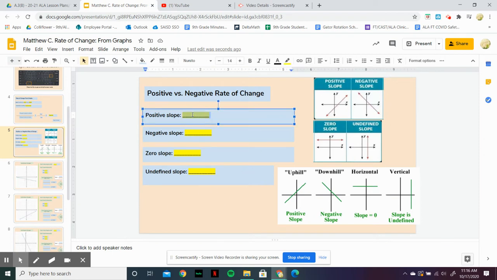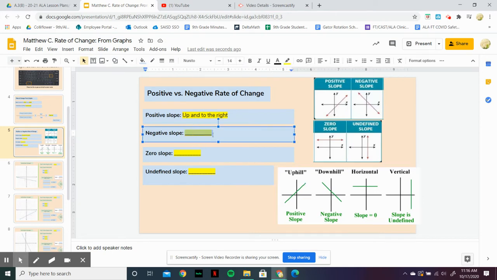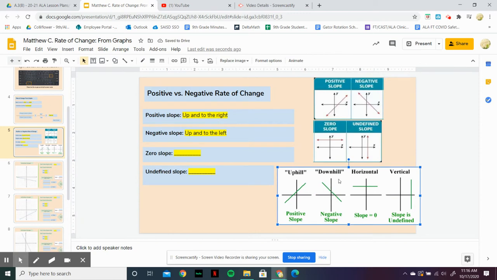Well, if a graph has a positive slope, then the graph would move up and to the right. So if you look at this picture here, if we look to the right of our graph, the line is moving upwards. A negative slope would be moving up and to the left, meaning if we look to the left side, like in this picture, we should see the graph moving up. Up and to the left would be negative, up and to the right would be positive.